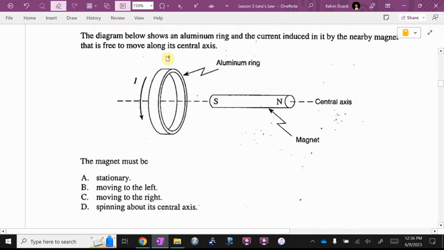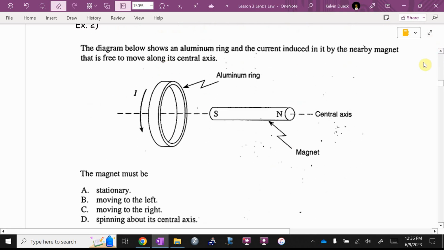The diagram below shows an aluminum ring and the current induced in it by the nearby magnet that is free to move along its central axis. The magnet must be A, stationary. Can't be stationary because that wouldn't give you a changing flux. That would not induce a current. Moving to the left, moving to the right, spinning. It's not spinning. So in the ring, that's the induced current.